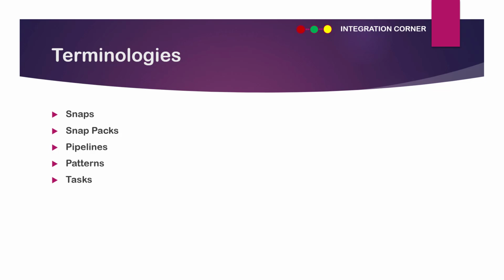Next one is task. Tasks define how a pipeline is actually getting executed. There are different types of tasks. I'll explain the different types of tasks in the coming slides.